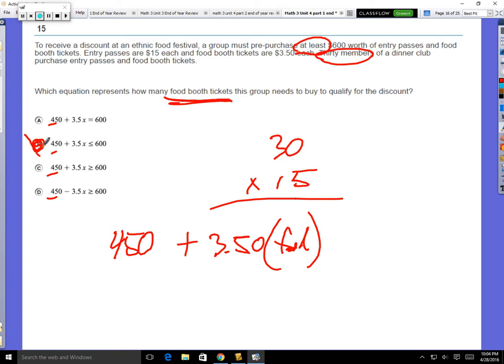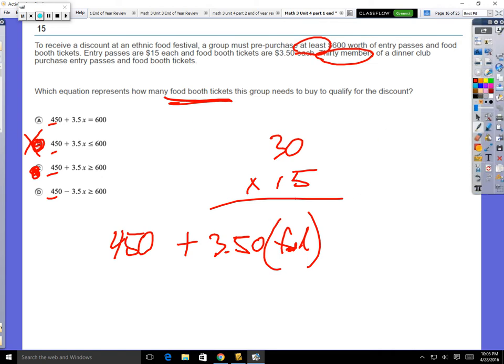So it is not B. B says you can spend less than 600. 600 is the minimum. So you've got to spend 600 or more. So you've got to spend C, greater than or equal to 600, because you could spend 800, but you cannot spend 500. You've got to spend at least 600 to get the discount.